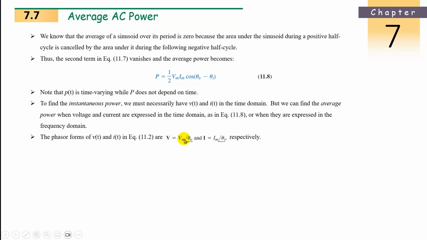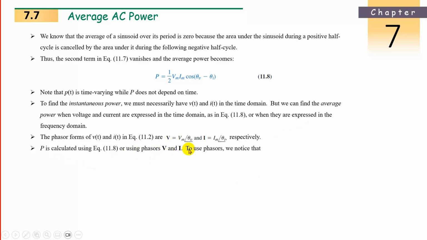So V is nothing but Vm at angle theta V, and I is nothing but Im at angle theta I, in phasor form, because this theta V and theta I come from the original equations, cos(omega t plus theta V) and cos(omega t plus theta I). Now P is calculated using another method, using phasor form.